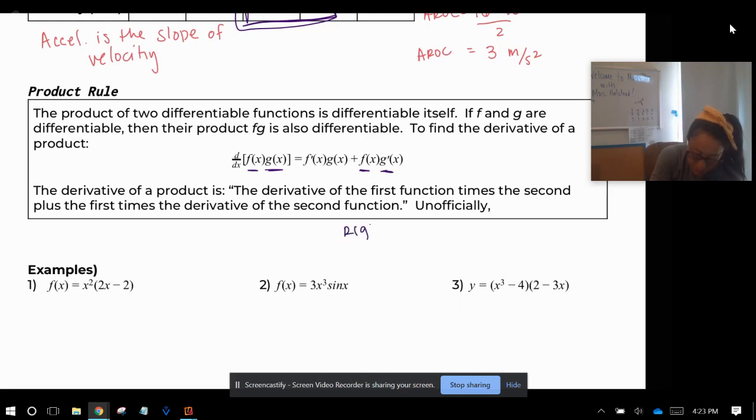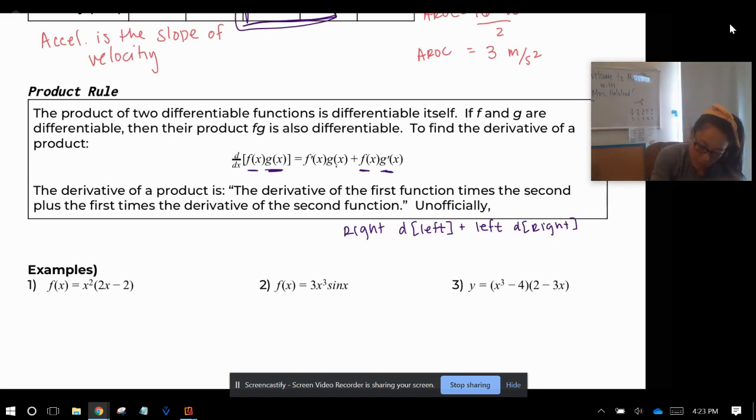the right function, like g, times the derivative of the left plus the regular left function times the derivative of the right. So we say right d left plus left d right.